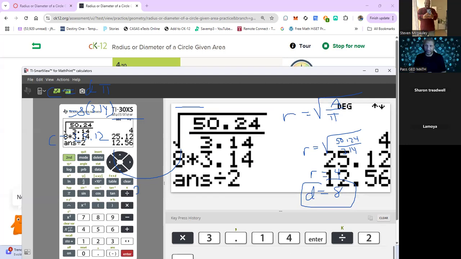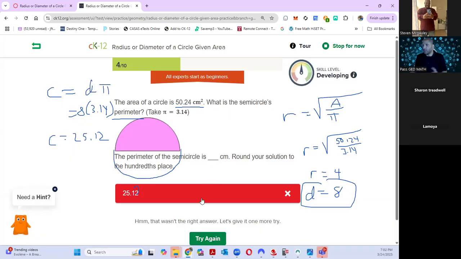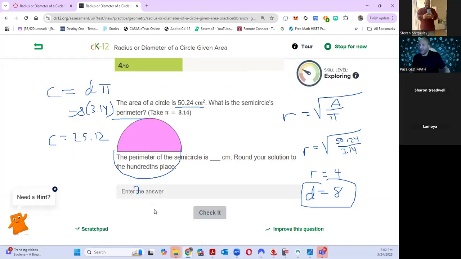12.56. And we have to round off to the nearest... I forget what it said. Hundredths place, I believe. Oh, so we don't have to do anything. 12.56 is the hundredths place. Okay, 12.56. Let's check that now.